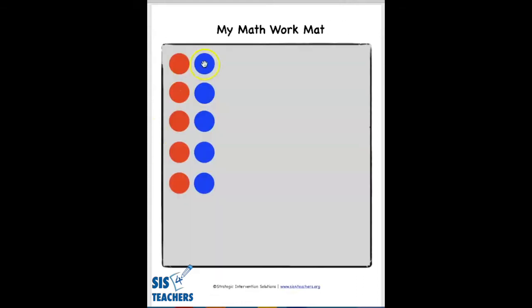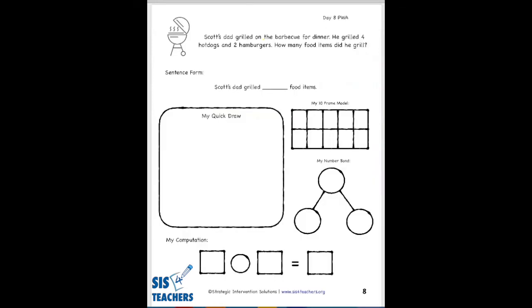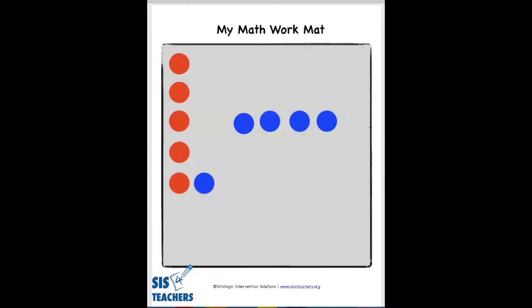Have your kids move the manipulative to their mat by showing and talking about how this is representative of their 4 hot dogs. So I'm going to put my 4 counters here to show that those are my 4 hot dogs that he has on the grill. I then would have them read, and he made 2 hamburgers, and I would have them repeat that.